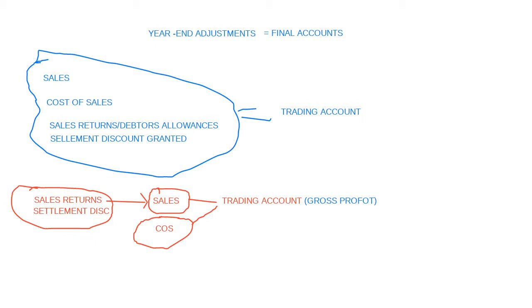And remember, the gross profit will always affect your profit and loss. Okay, so you need to understand that. So only when you close off the trading account, you go to the profit and loss. Can you see now? And again, the profit and loss, remember, is affected by the other incomes and profit.